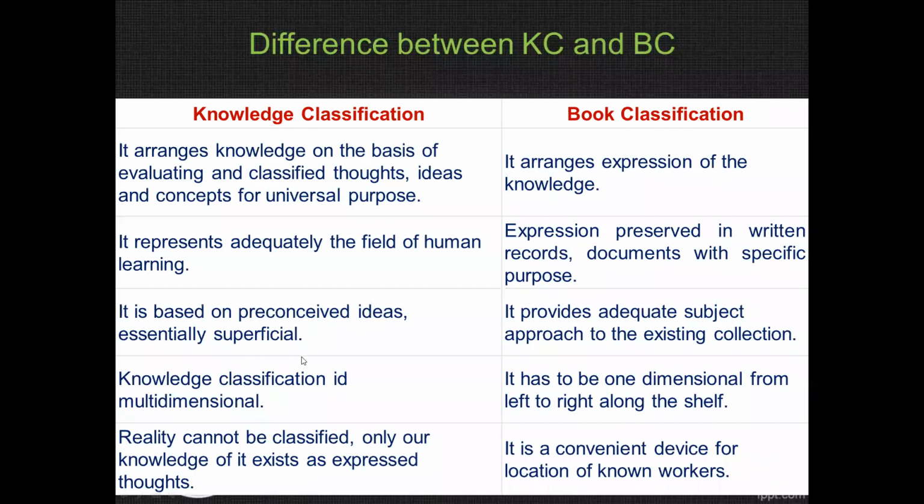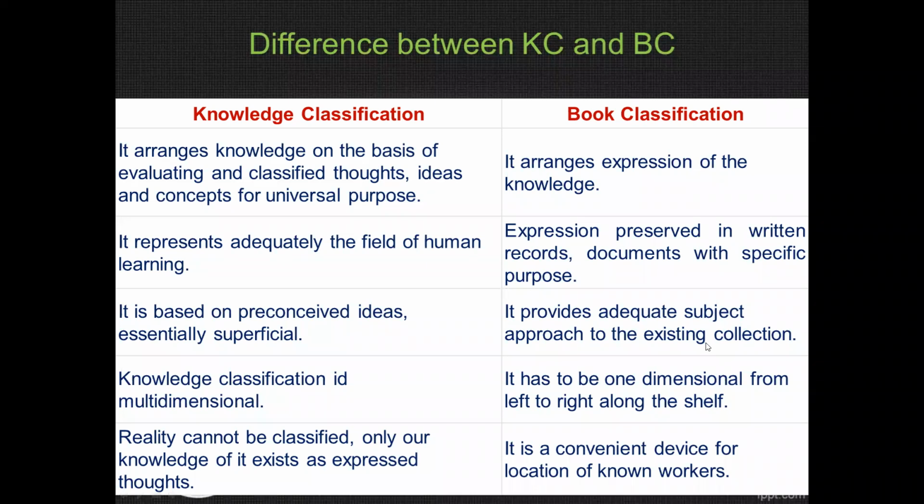Essentially, it may be superficial also. In the book classification, it provides an adequate subject approach to the existing collection. So whatever universe of knowledge we have, once we are acquiring it in the library, we are doing the book classification, meaning we are classifying the books. That is called book classification and library classification.